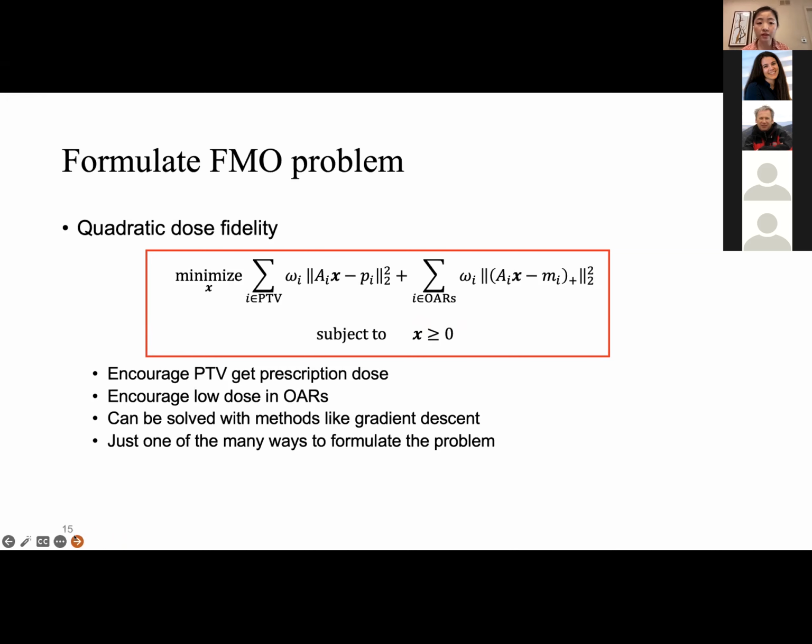But I also want to mention that it's just one of the many ways to formulate the problem. In addition to the quadratic function, we can use dose volume constraints, or mean and maximum dose constraints as well. So here shows an example where, instead of just penalizing each voxel using a quadratic, we can penalize the mean dose in the OARs and the maximum dose in the OARs. When starting a research project, the quadratic term is usually the simplest and easiest problem to solve, because it's smooth and differentiable.